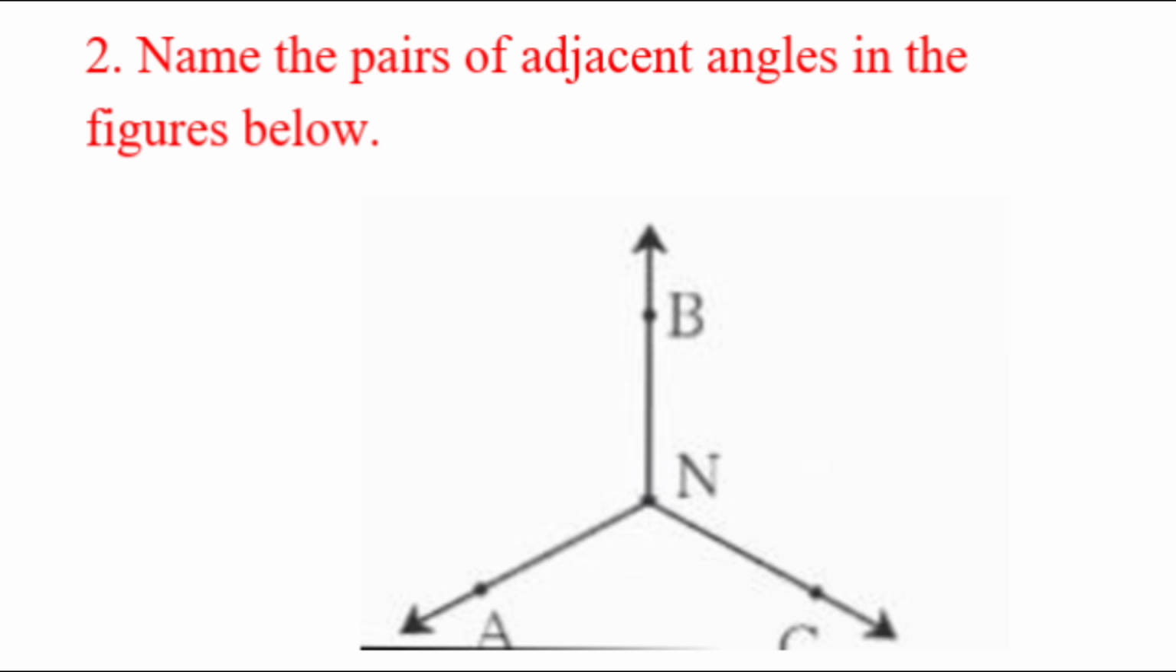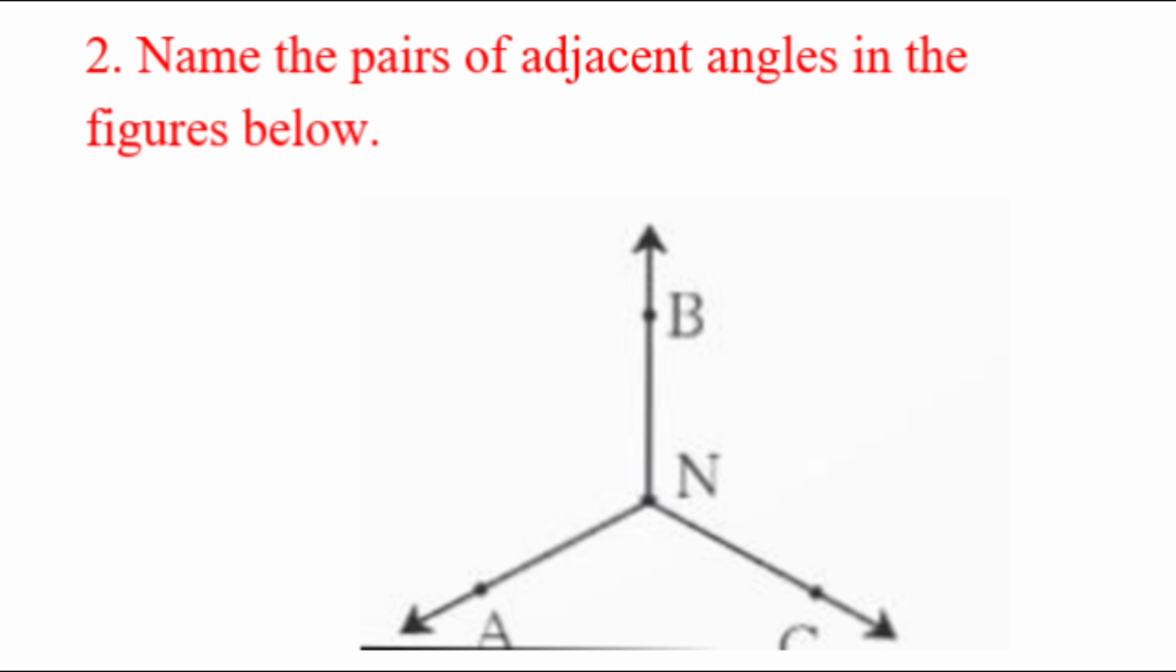Question number 2. Name the pairs of adjacent angles in the figures below. So one figure is there in which the adjacent angle is that angle in which one common vertex is present and one common arm is present. Generally the angles have two arms. One of the arms should be common.